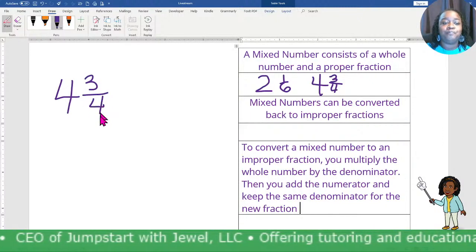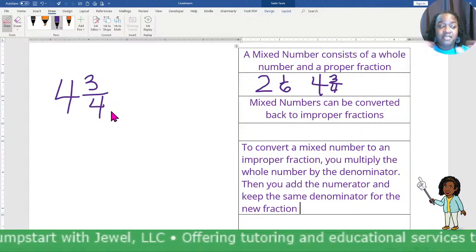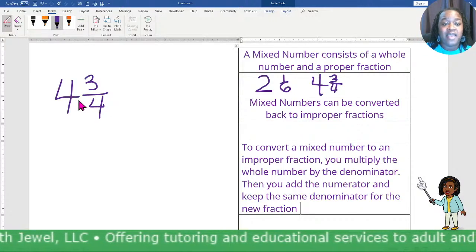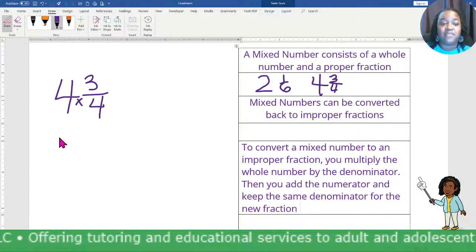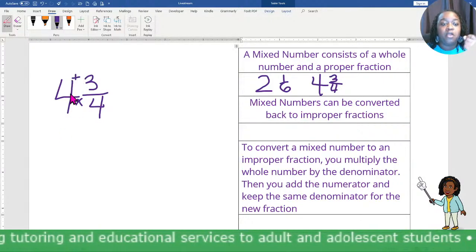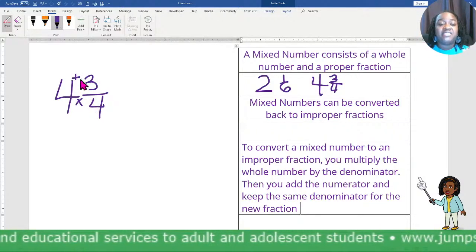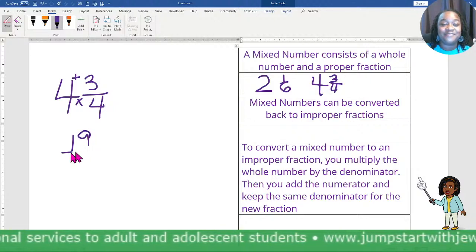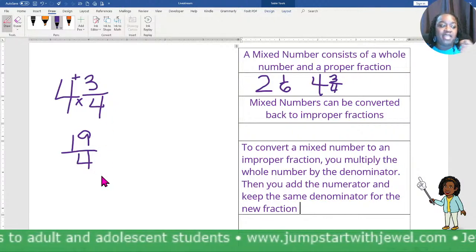Here we go. So this is 4 and 3/4. This is a mixed number. We're going to convert it to an improper fraction. We multiply the whole number by the denominator. Put our little symbol there. And then we add our numerator. 4 times 4 is 16. And then 16 plus 3 is 19. 19/4. We keep the same denominator.